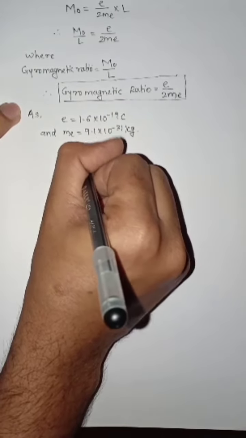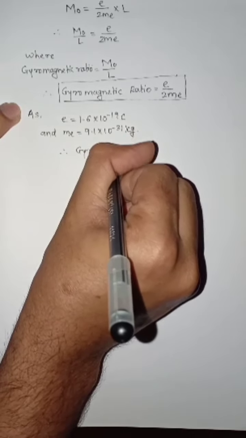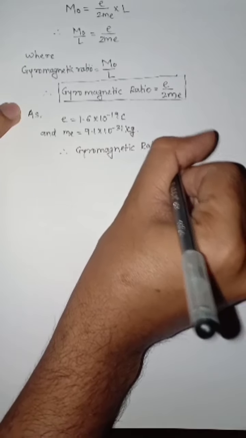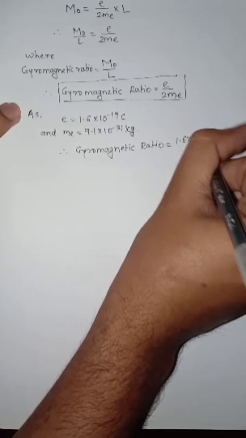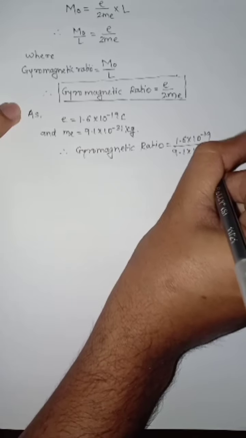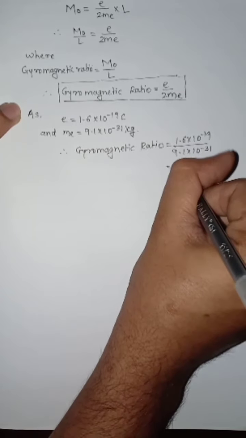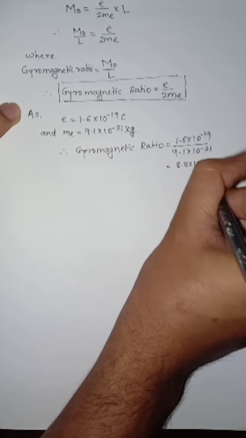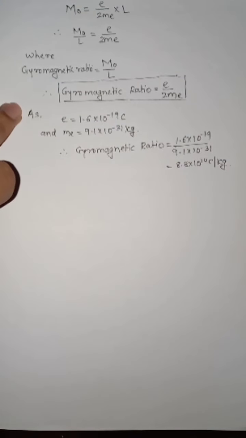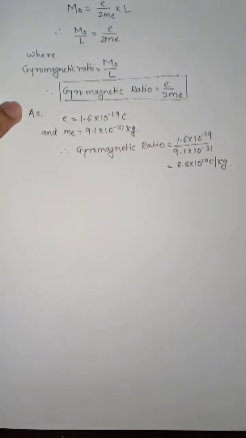Therefore the gyromagnetic ratio is equal to 1.6 into 10 raised to minus 19 upon 9.1 into 10 raised to minus 31, which is equal to 8.8 into 10 raised to 10 coulomb per kg. So if they ask to find the gyromagnetic ratio, then you have to solve this. Here our question is over. Now we will see the next question.